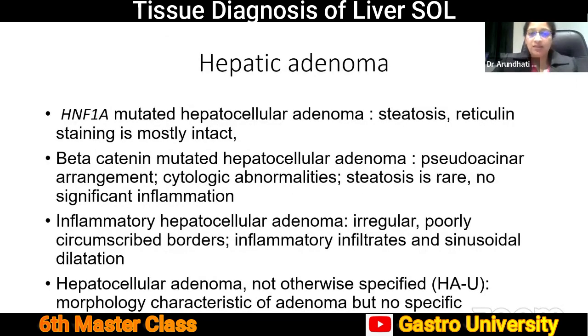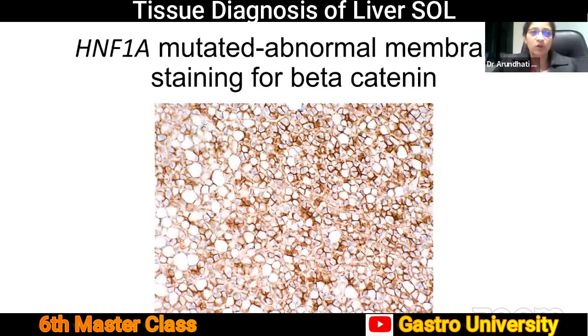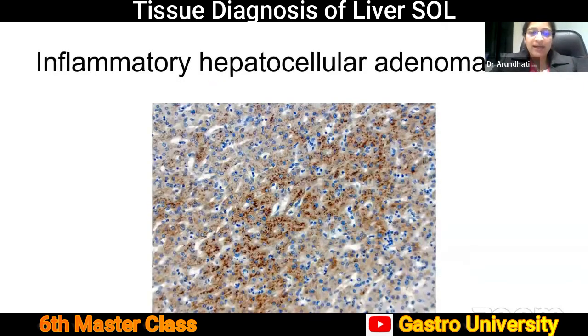In adenomas, depending on the subtypes of adenomas, various IHC markers, including beta-catenin or serum amyloid A, can be used for diagnosis. This is a classical membranous staining pattern of beta-catenin in the HNF1A inactivated hepatic adenomas. Serum amyloid A expression in the inflammation-associated adenomas.